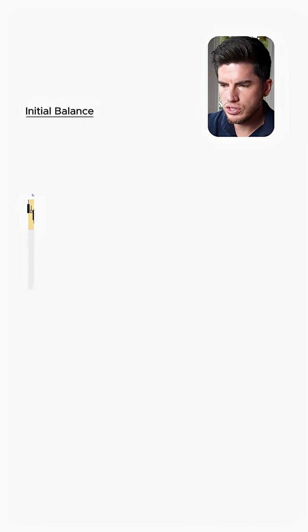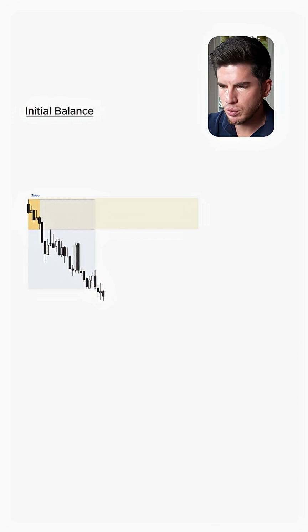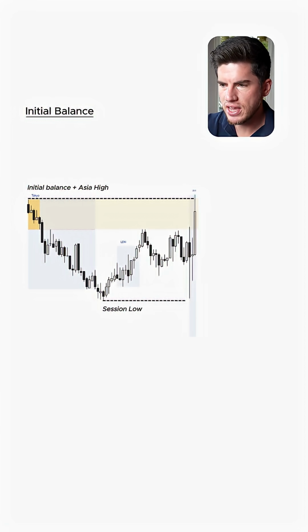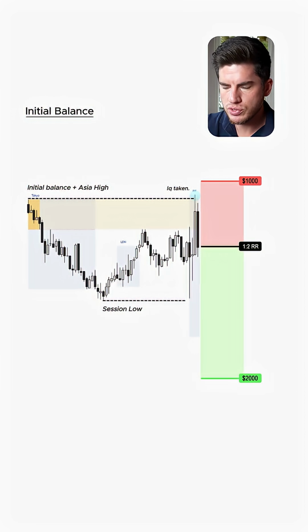Now, the second way you can utilize entries using the initial balance, which is the way that I trade, is aligning this confluence with liquidity. Notice in this first example, liquidity was taken above the Asia range by New York, and this retrace candle was my entry. Target a 2-to-1 or structural lows, and you have a high probability setup.